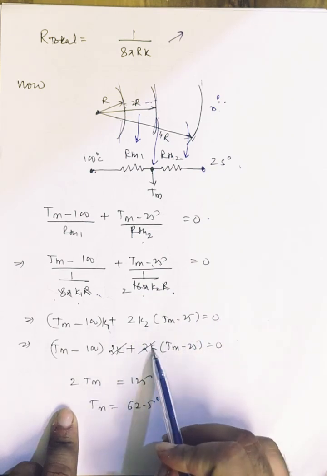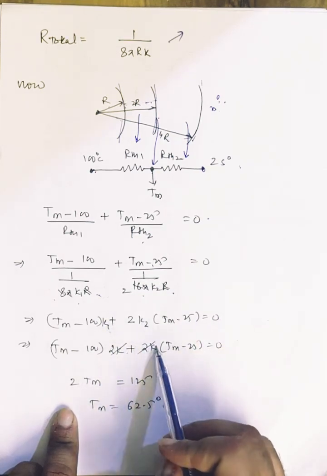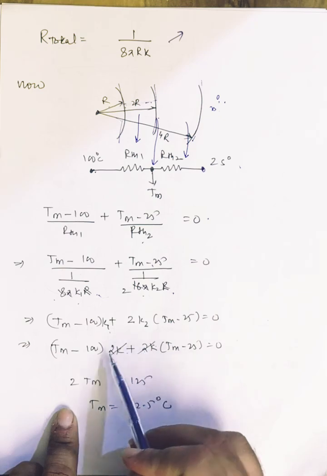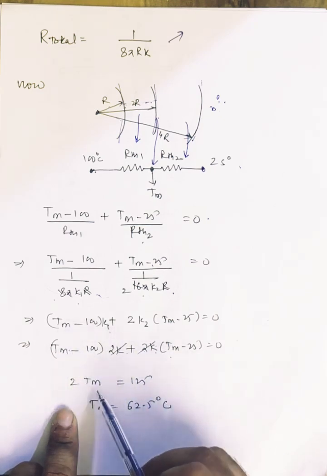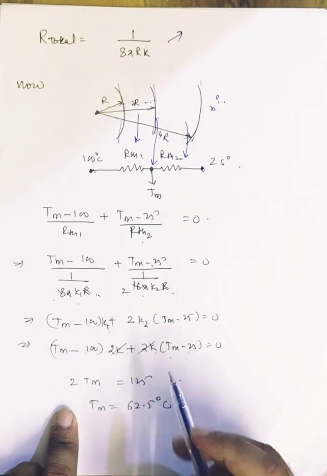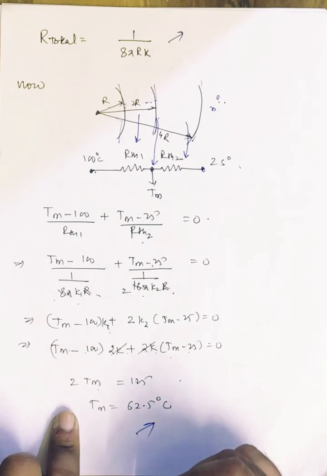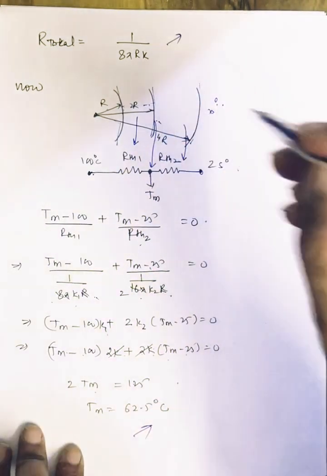So 2K gets cancelled because K1 is 2K and K2 is K, so both become the same 2K, and you can cancel it. So Tm plus Tm is 2Tm, and 100 plus 25 is 125. So Tm is 62.5 degrees centigrade. That is the answer for the middle section temperature.